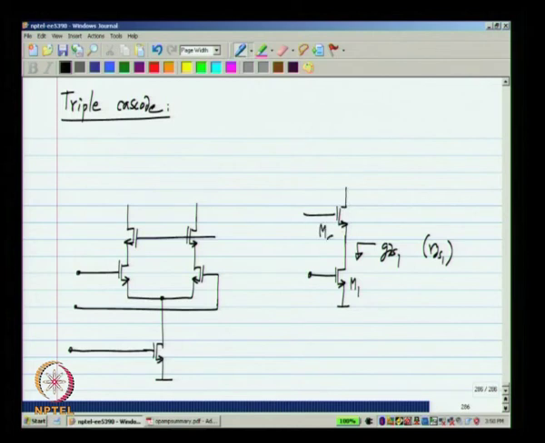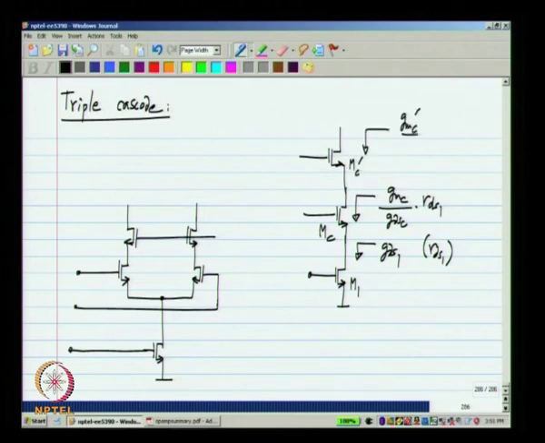If I cascode it with MC, the output resistance will be GMC by GDSC times RDS1. I could cascode it with one more transistor, let us say MC prime, the output resistance will be GMC prime by GDSC prime, GMC by GDSC times RDS1. Okay. So, it is even higher. So, the same thing can be done with the op amp as well.